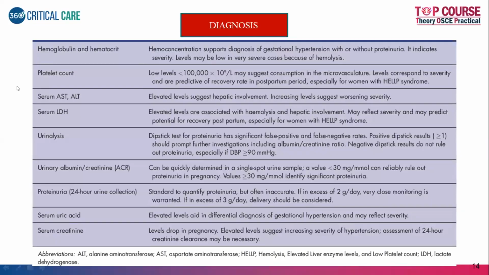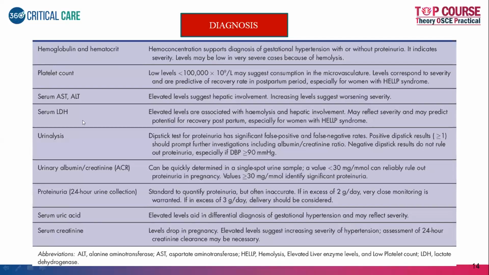What labs do you need to send in any suspected case of preeclampsia? You need to send your CBC. Usually if there is hemoconcentration, it supports the diagnosis of gestational hypertension without proteinuria. Then platelet counts, if less than 1 lakh, then this patient might even be going into HELLP syndrome. Your liver enzymes will usually be elevated.